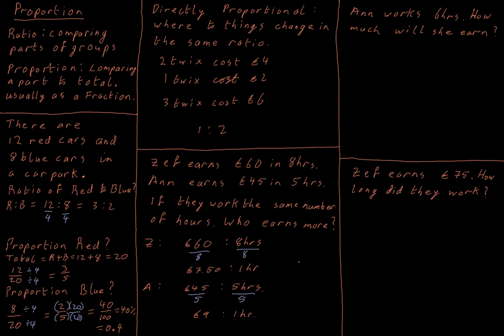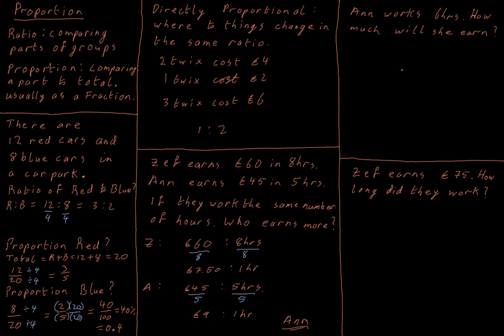In 1 hour, Zef earns €7.50. And in the same amount of time, in 1 hour, Anne earns €9. So Anne clearly earns more. Anne earns more. Now, let's have a look at this question here.